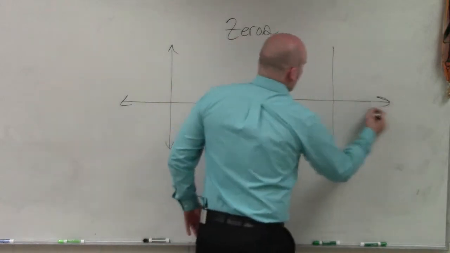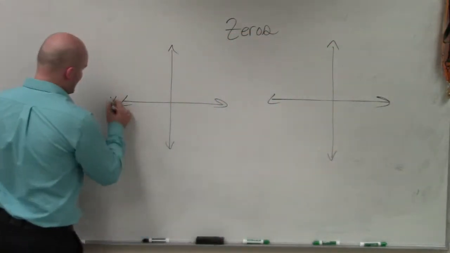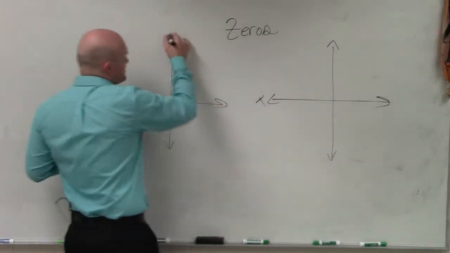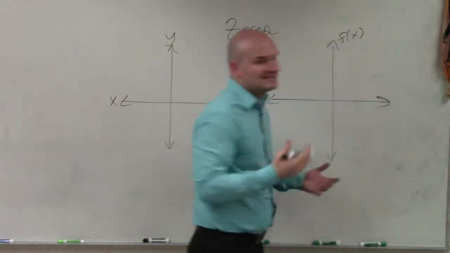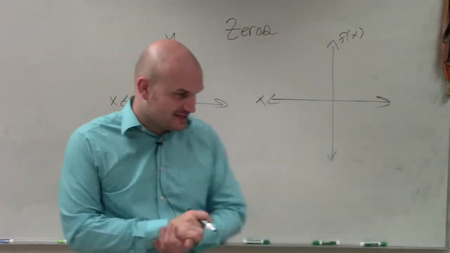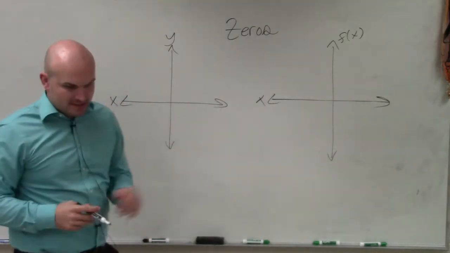When we're looking at functions or equations, the important thing is we're still going to have our x-axis. If we're dealing with an equation, we have a y-axis, or if we're dealing with a function, we're going to have an f of x axis, a function axis. But basically, we have our input and our output.